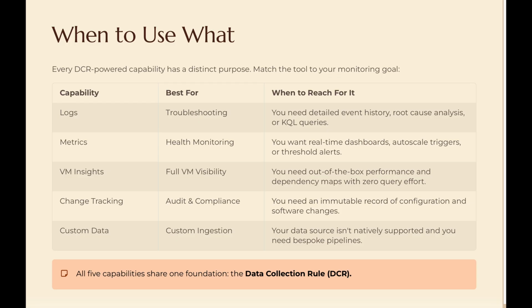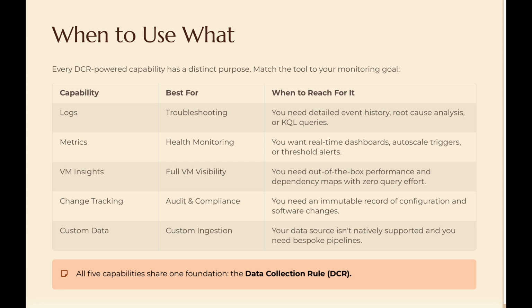So now, when to use what? For logs, best for troubleshooting. You need detailed event history, root cause analysis, or KQL queries on your data. Then we have metrics, which is your health monitoring, and you will use it when you want real-time dashboards, auto-scale triggers, or threshold alerts like CPU and memory. And then we have VM insights. VM insights cover everything. You have full VM visibility when you need out-of-the-box performance and dependency maps that you can directly visualize from the portal.